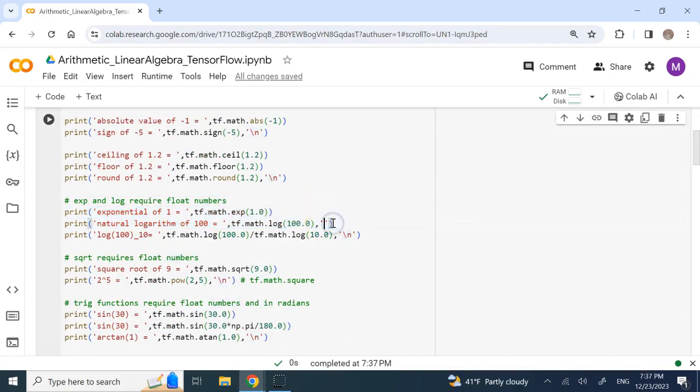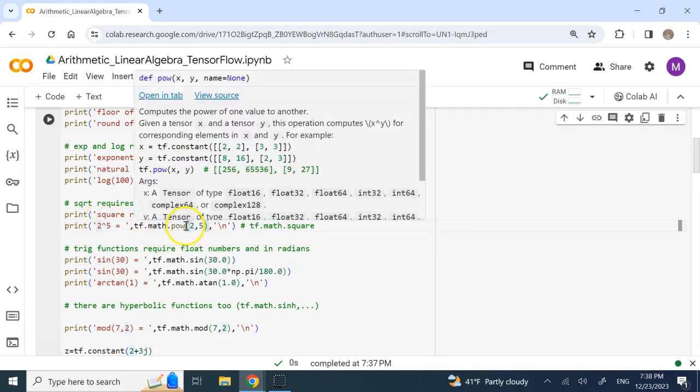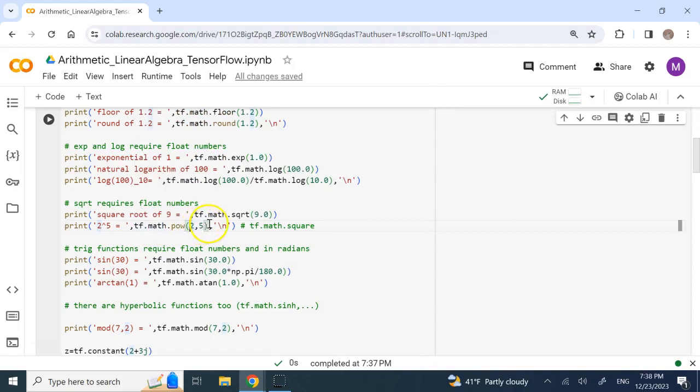So what about square root? Do we have a function for that? Yes, that's a square root. Important thing, again, it needs a floating number. Can I do a power? Yes. For power, I don't need the numbers necessarily to be floating. They can be integer. So I want to raise 2 to the power 5. I use the math.pow, 2 to the 5.